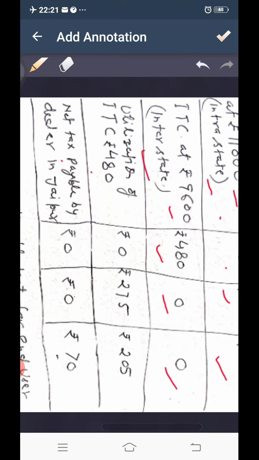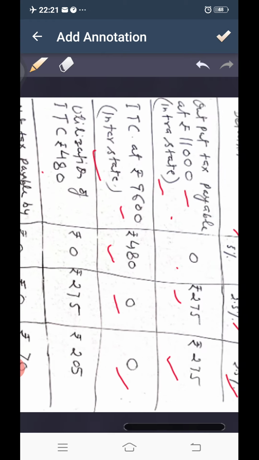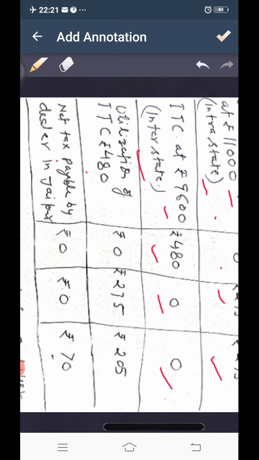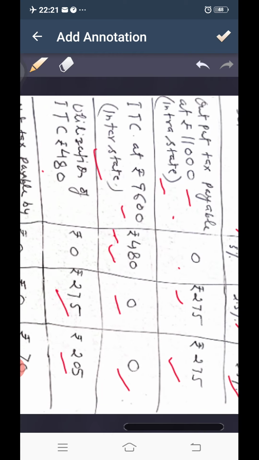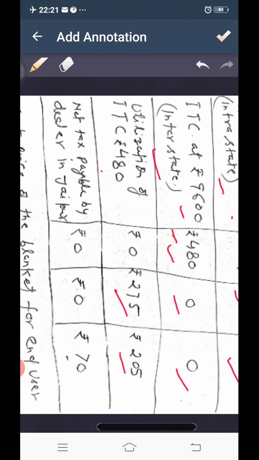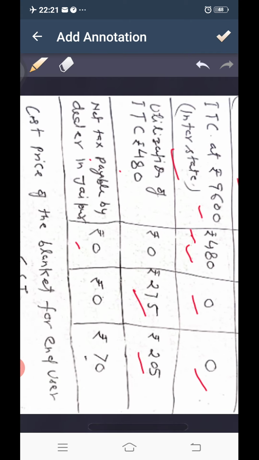So CGST is 275 rupees. First we pay 275 rupees out of this 480. The remaining 205 rupees will be paid as SGST. Now we can see that there is no output tax of IGST. So IGST remains 0.